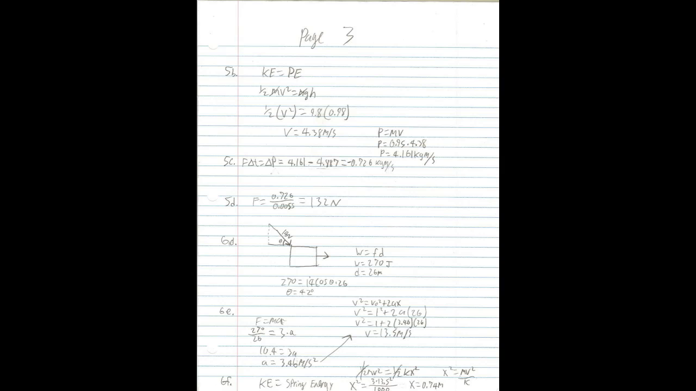So letter F asks, after accelerating for 26 meters, the force stops and the block strikes a spring with a spring constant of 1,000 newtons per meter. How far will the spring compress before the block comes to a rest? So to solve this, you do the kinetic energy equals the spring energy, which is 1/2 mv squared equals 1/2 kx squared. You cross out the 1/2. You get x squared is equal to mv squared over k. And then you solve for x, and you get x equals 0.74 meters.